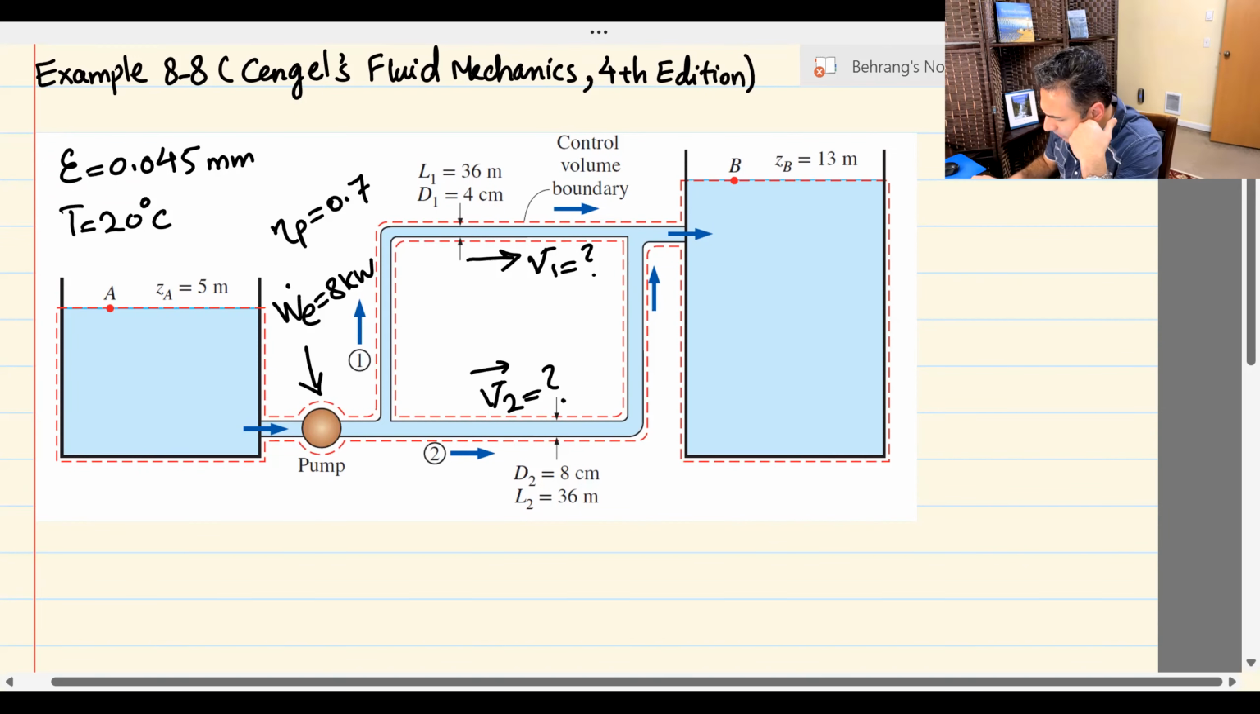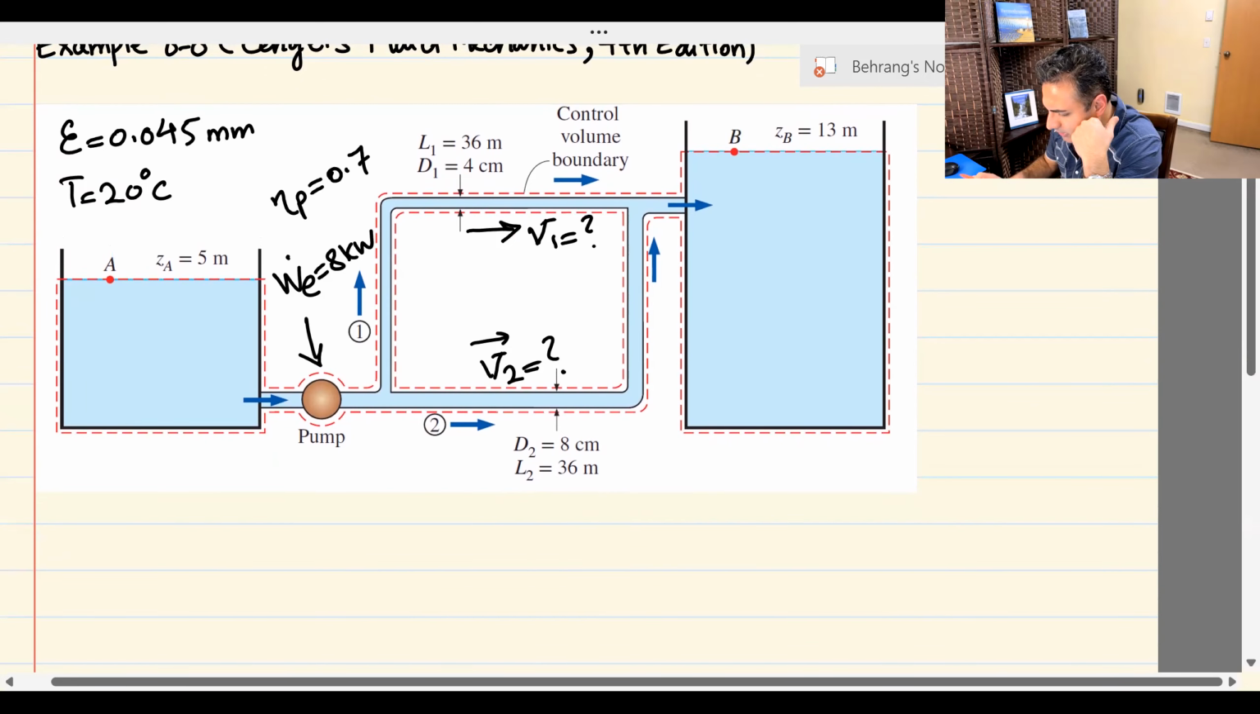The first equation that comes to mind is the energy equation, or modified Bernoulli equation. I'm going to write the energy equation between point A and point B, because the pressure at point A and point B is the same. And of course, the velocity at point A and point B is the same and is 0. So when you write the energy equation, it simplifies. This is going to be your first equation.